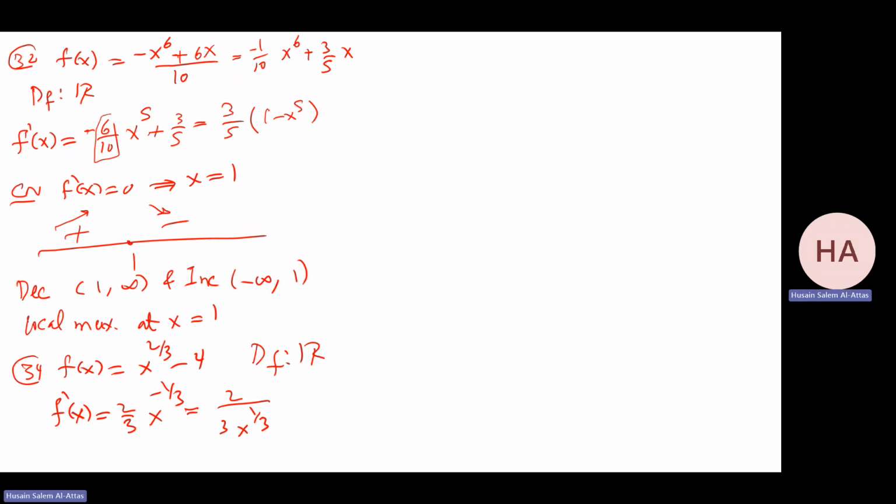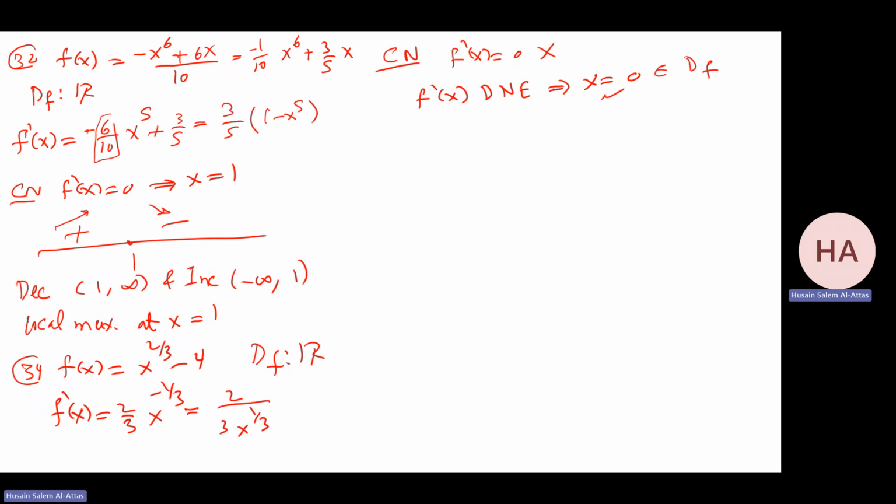Okay. Critical numbers. F prime cannot be 0. 2 is not equal to 0, so f prime equals 0 will give me nothing. So check where f prime does not exist, which implies x equals 0. So this is a critical number. It belongs to the domain of f, so it's a critical number.